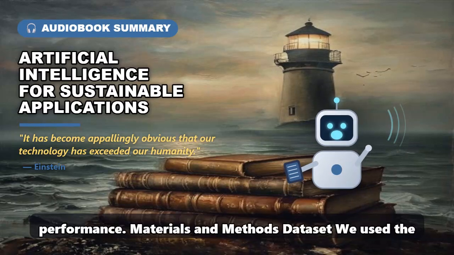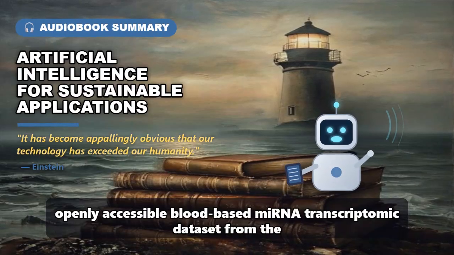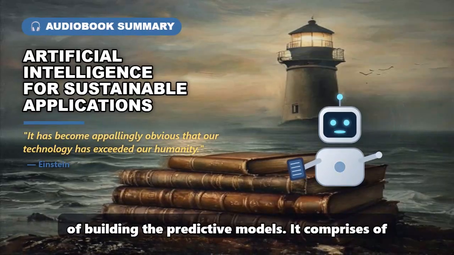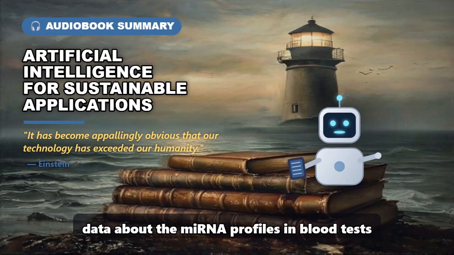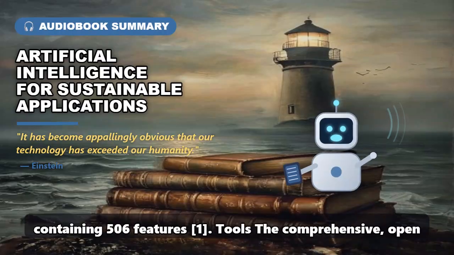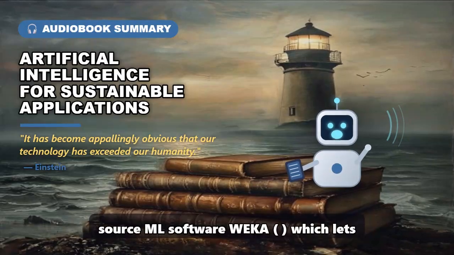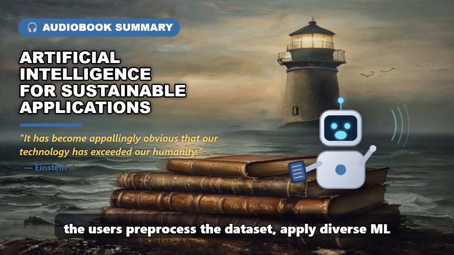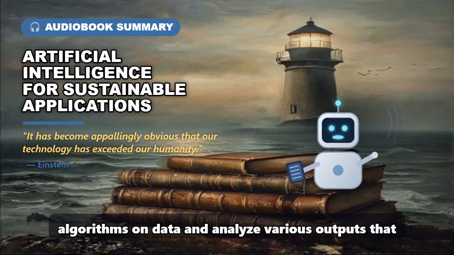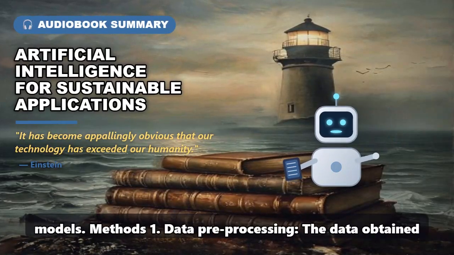Materials and methods. Dataset. We used the openly accessible blood-based miRNA transcriptomic dataset from the Gene Expression Omnibus (GEO) repository in the process of building the predictive models. It comprises data about the miRNA profiles in blood tests of 48 AD patients and 22 sound controls containing 506 features. Tools. The comprehensive, open-source ML software Weka, which lets the users pre-process the dataset, apply diverse ML algorithms on data and analyze various outputs, was used throughout the process of building the models.